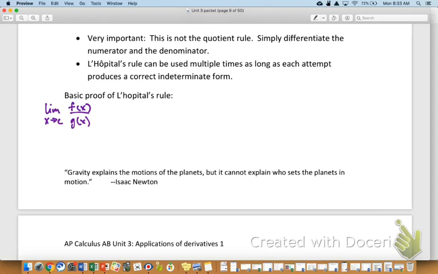I am going to extend my fraction bar a little bit, and I'm going to write f of x minus f of c over g of x minus g of c. So essentially what I'm changing from step 1 to step 2 is I am subtracting something from the numerator, and I am subtracting something from the denominator. The only problem with this is I can't do this mathematically. This is completely wrong. Right?